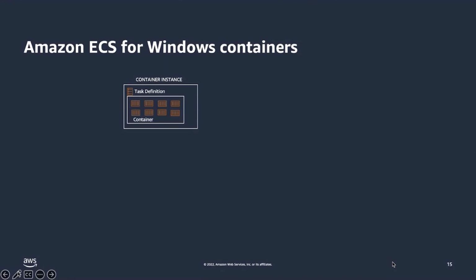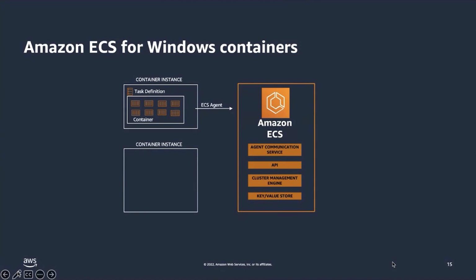And then when you are ready to run these Windows containers on top of Amazon ECS, we run a task. So a task is a logical group of containers. And within the container instance, we have something called the ECS agent. The ECS agent is responsible for exchanging communication with the Amazon ECS control plane, by starting new tasks, terminating tasks, or creating services.